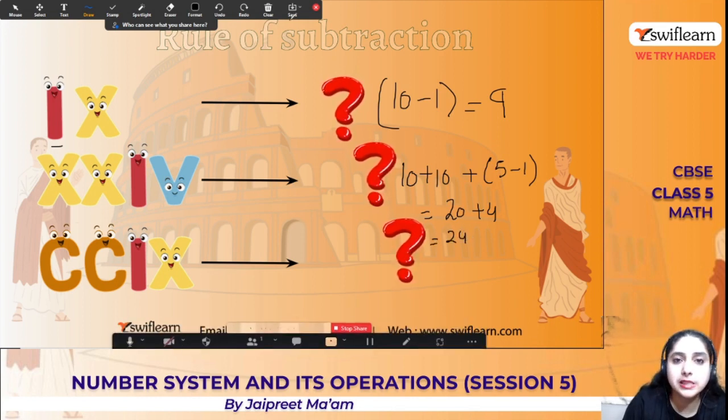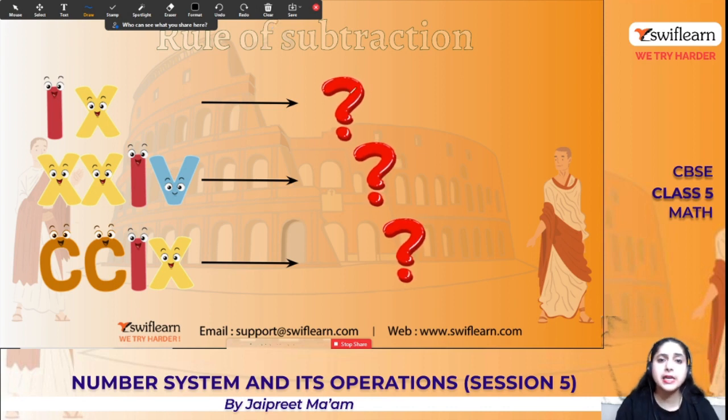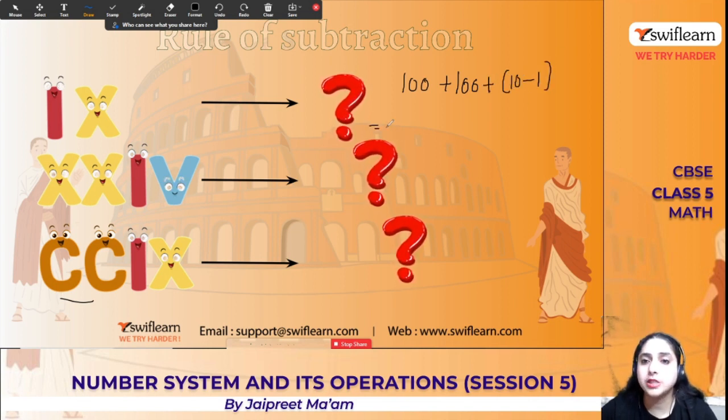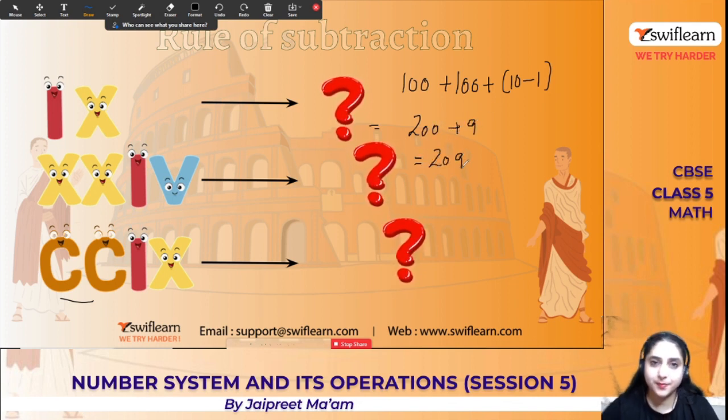Now it's written CIX. Again the greater values are written in the beginning. You know that C is equal to 100. We add another C, that is 100. Then XI. So XI is 10 minus 1. So it's 200 and 10 minus 1 is 9. So the answer is 209.